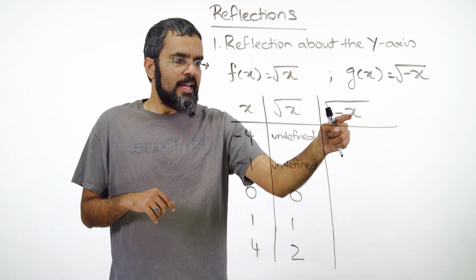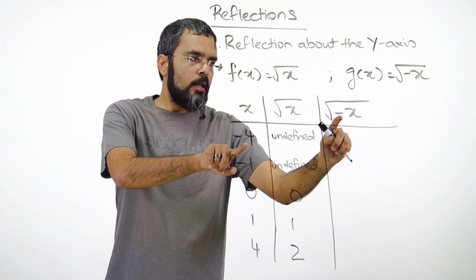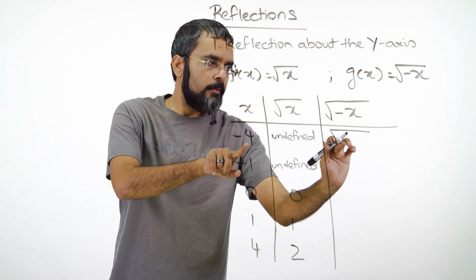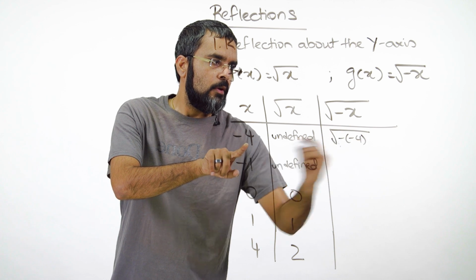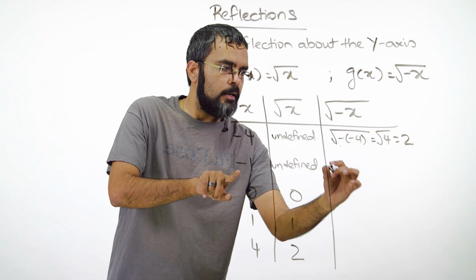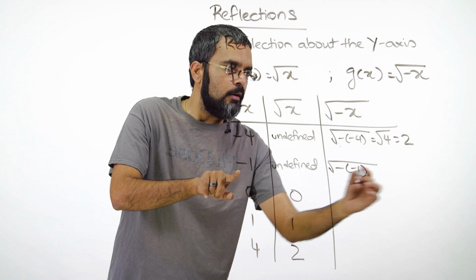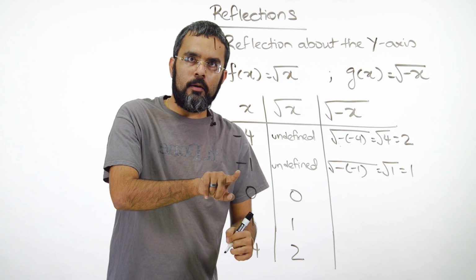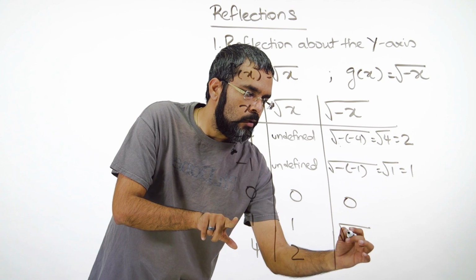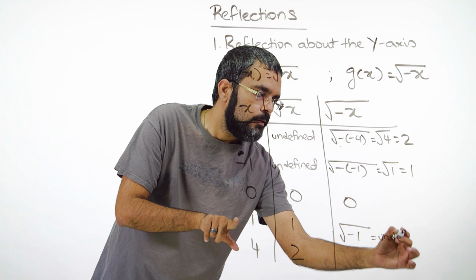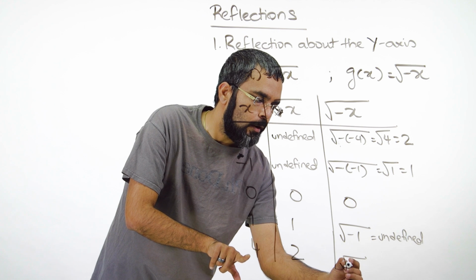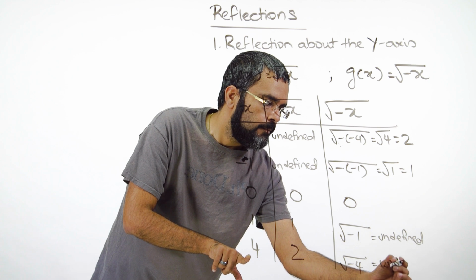Now, if you look at square root of negative x, if I put in negative 4, this is going to be square root of negative negative 4, which is square root of positive 4, which is 2. Same way, this one here is going to be square root of negative negative 1, which is square root of 1, which is 1. Well, 0 is neutral, so that's just 0. And now this here would become square root of negative 1, which obviously is undefined. And then 4 would become square root of negative 4, which is also undefined.